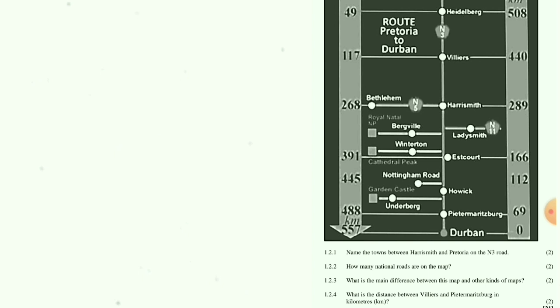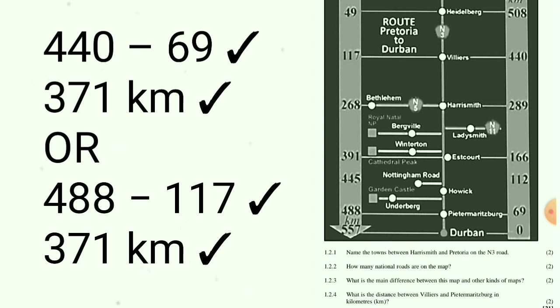1.2.4. What is the distance between Villiers and Pietermaritzburg in kilometers? Alright. We have to check the map, and then we say 440. You look at the map, guys, so that you can get the answer. So the distance is 440 minus 69, which equals 371 kilometers. That's it.